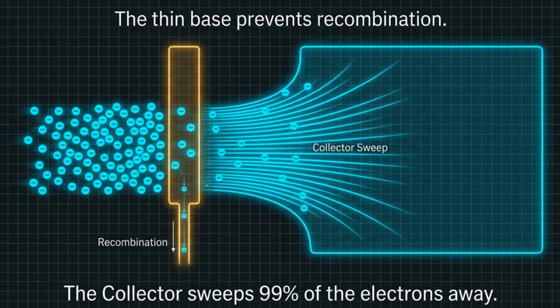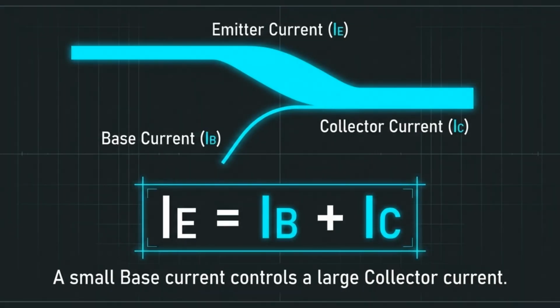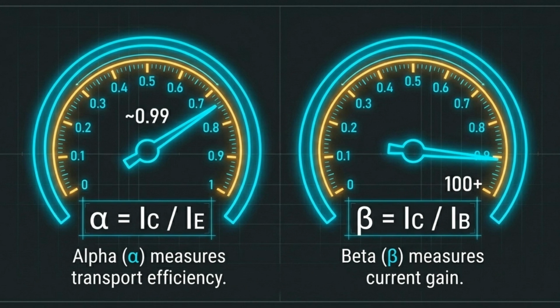This allows the collector to sweep approximately 99% of the electrons across the junction. This creates the current relationship, where the emitter current equals the base current plus the collector current. This allows a small input current to control a much larger collector current. We quantify this performance using two parameters: alpha, which measures transport efficiency, and beta, which defines the current gain of the device.